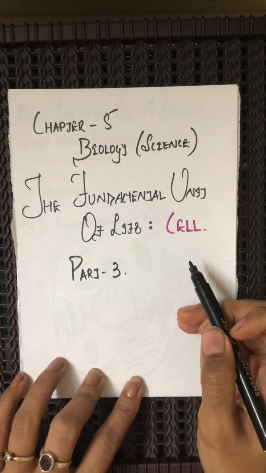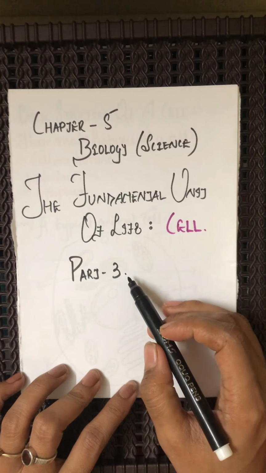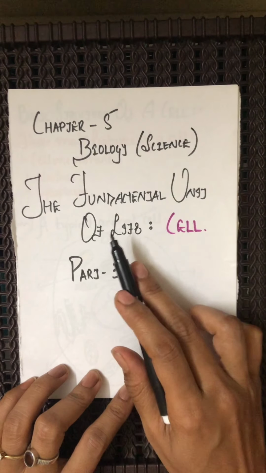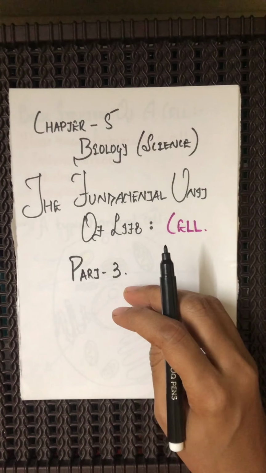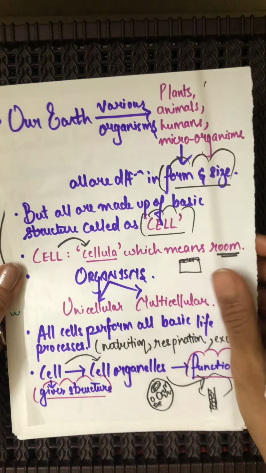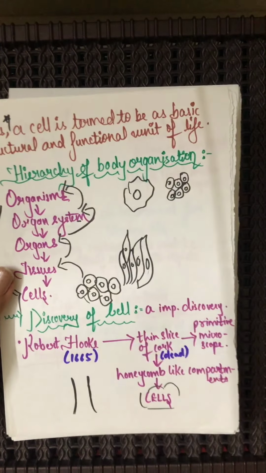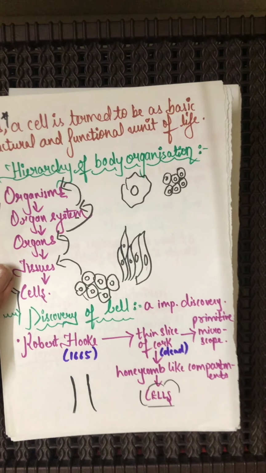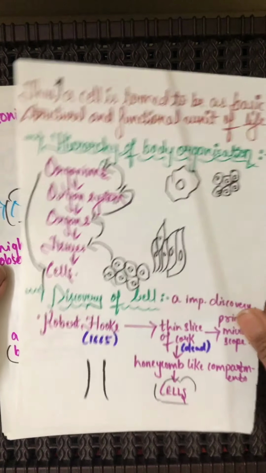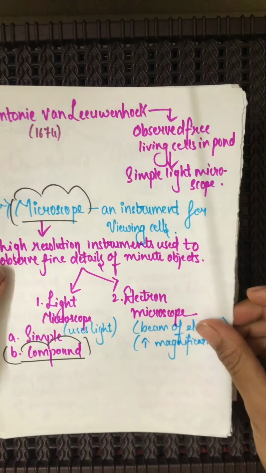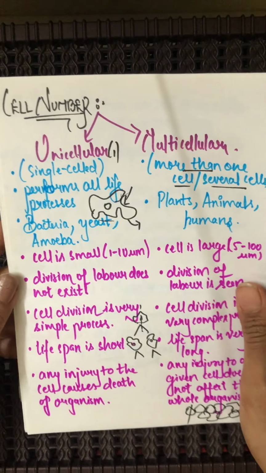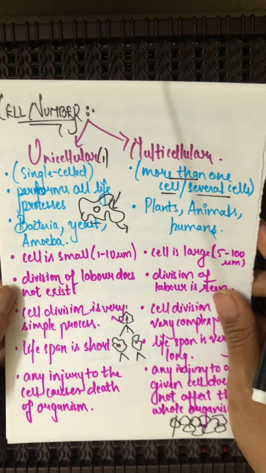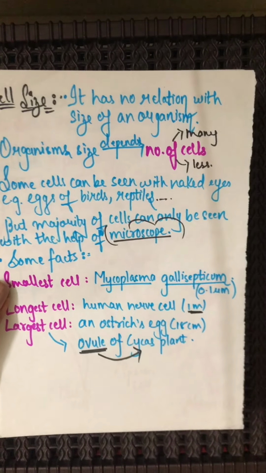Hello students, today we will be starting with part 3 of chapter number 5, that is the fundamental unit of life. We all know that in part 1 and in part 2 we have completed some topics such as what do you mean by cell, why it is termed to be a structural and functional unit of life, then who discovered cell and how, then what do you mean by microscope, what are the various types of microscope, talking about the cell number, how many types of organism do we have, that is unicellular and multicellular organism.